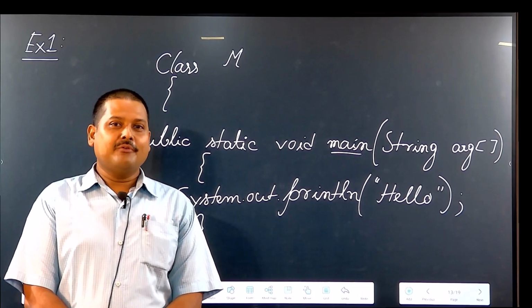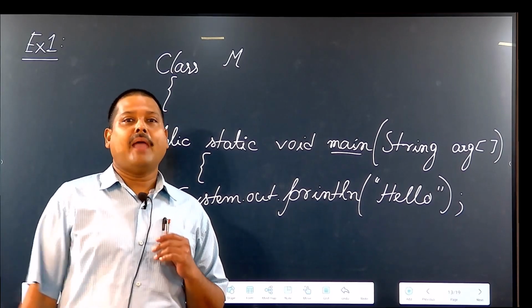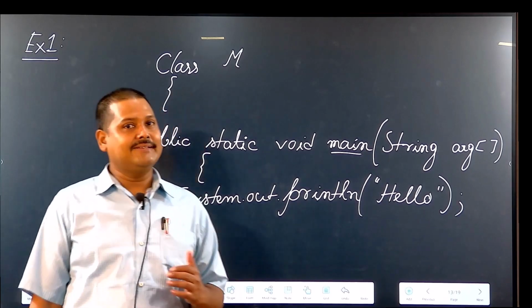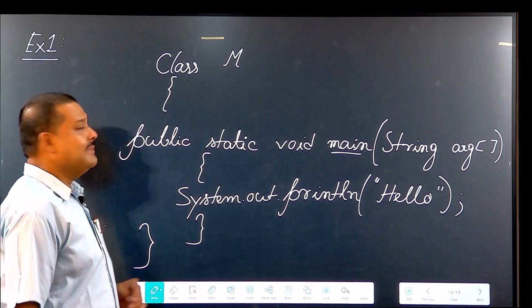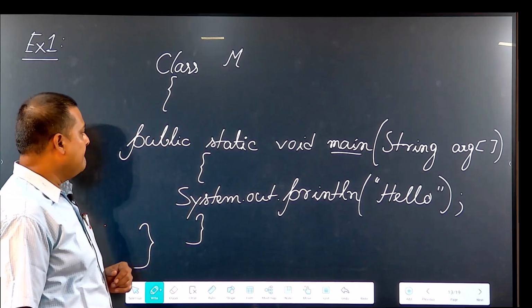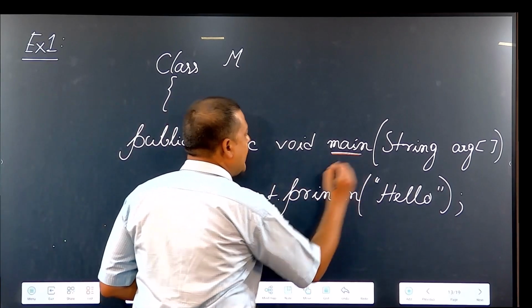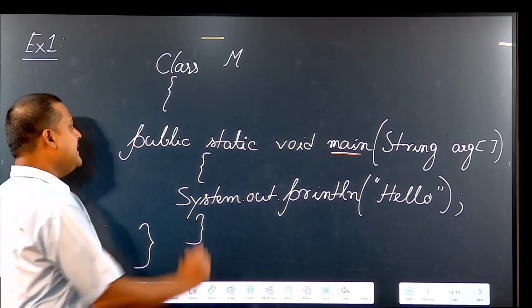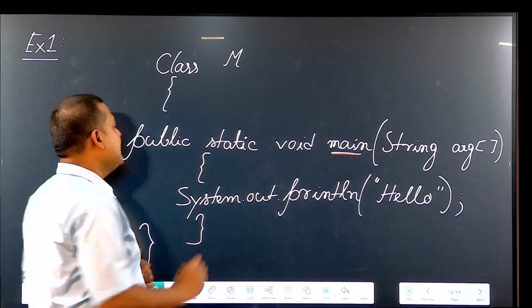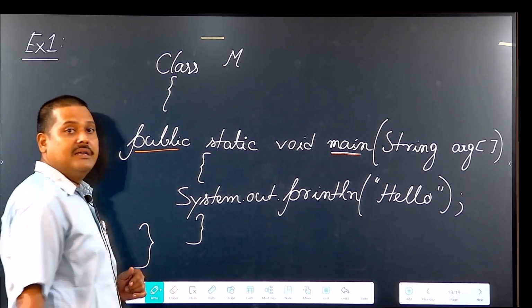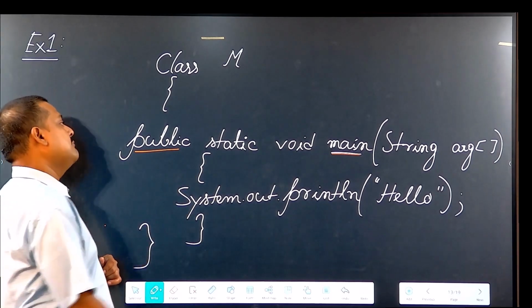Hello, today we are going to discuss how we can access the different members which are present in a class. Say for example, this is a class, this class name is M, and here is only one method, this method name is main. As I told in the last class, main has two specific behaviors: this main method is public, and second, it is static.